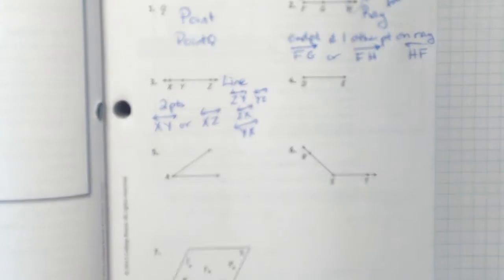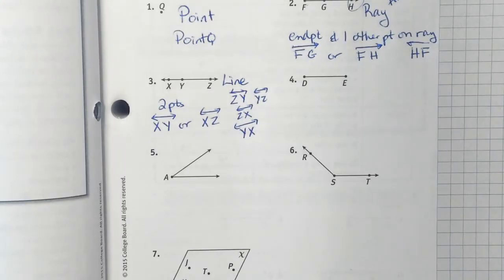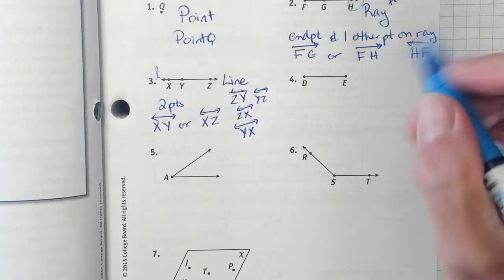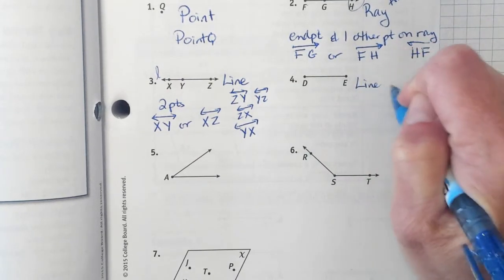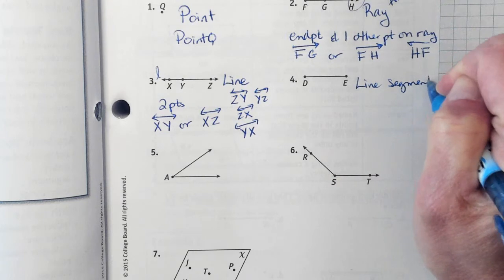As long as it's any 2 points, because that line goes both directions, it doesn't matter which point comes first or comes last. Sometimes we also name a line with a lowercase cursive letter, like I could name this line L. That happens from time to time. This guy right here is a line segment.